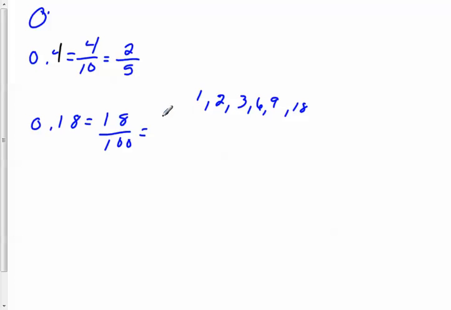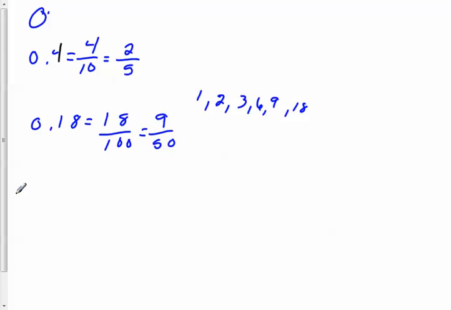So 18 divided by 2 is 9. 100 divided by 2 is 50. And then if I double check, the factors of 9 are 1, 3, and 9. None of those I can divide 50 by and get an even answer. So my answer is 9/50. So 0.18 or 18 hundredths is equal to the fraction 9/50.